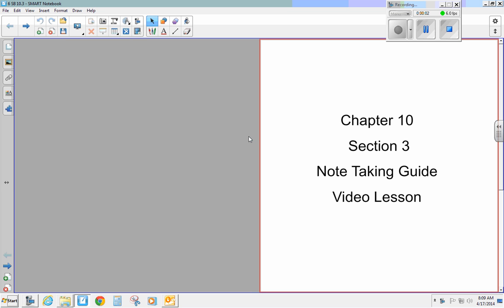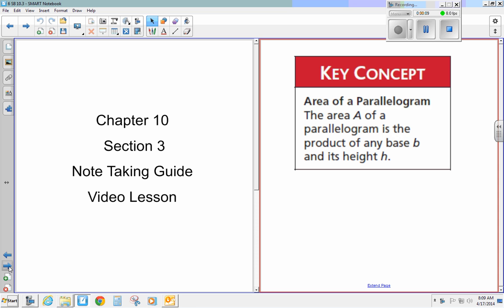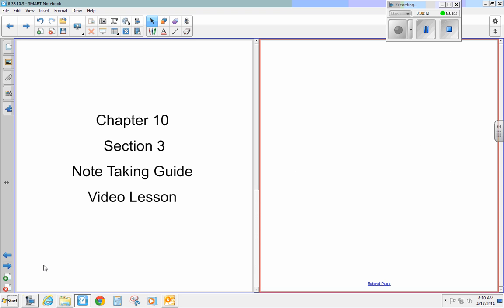Welcome to Chapter 10, Section 3, entitled Area of Parallelograms. To begin with, let's recall something about parallelograms.